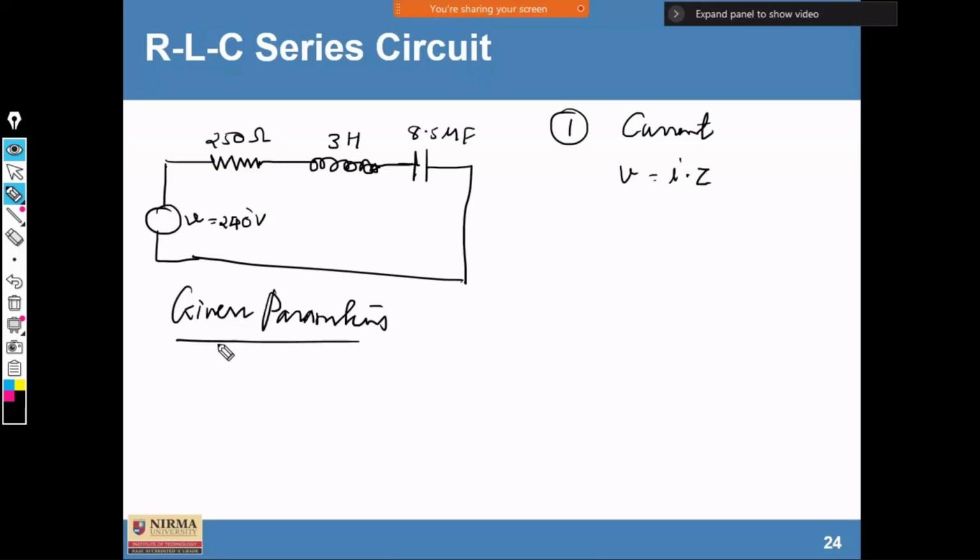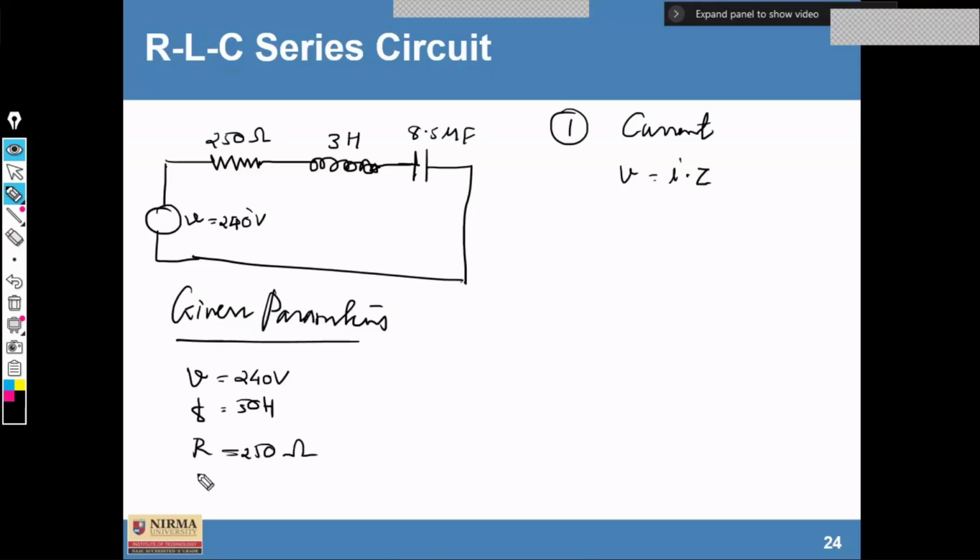This is compulsory in the case of a pen and paper examination, that you have to write it, because there is a weightage of marks in this condition. Okay. So V is 240 volt, frequency is 50 hertz, R is equal to 250 ohm, L is 3 Henry, and C is 8.5 microfarad.